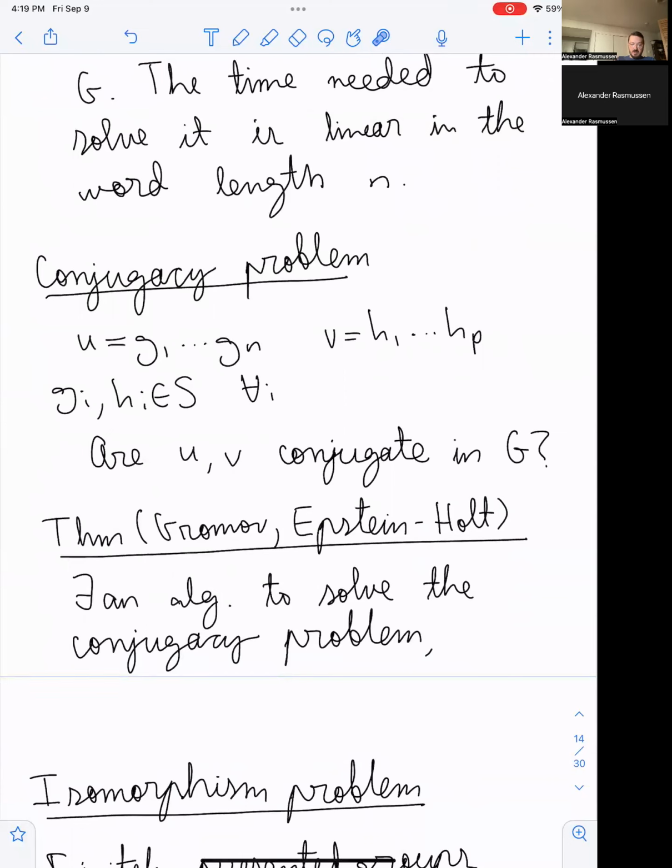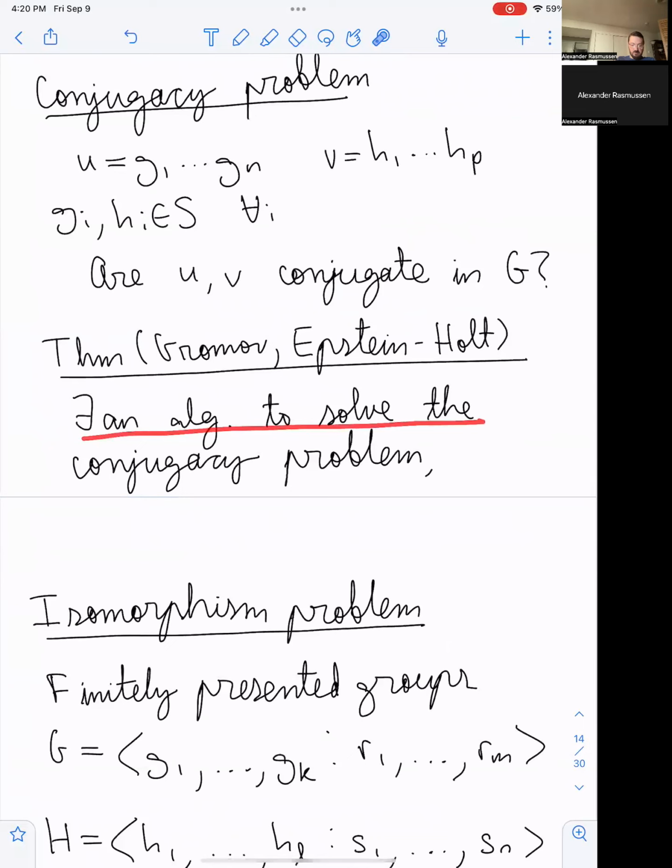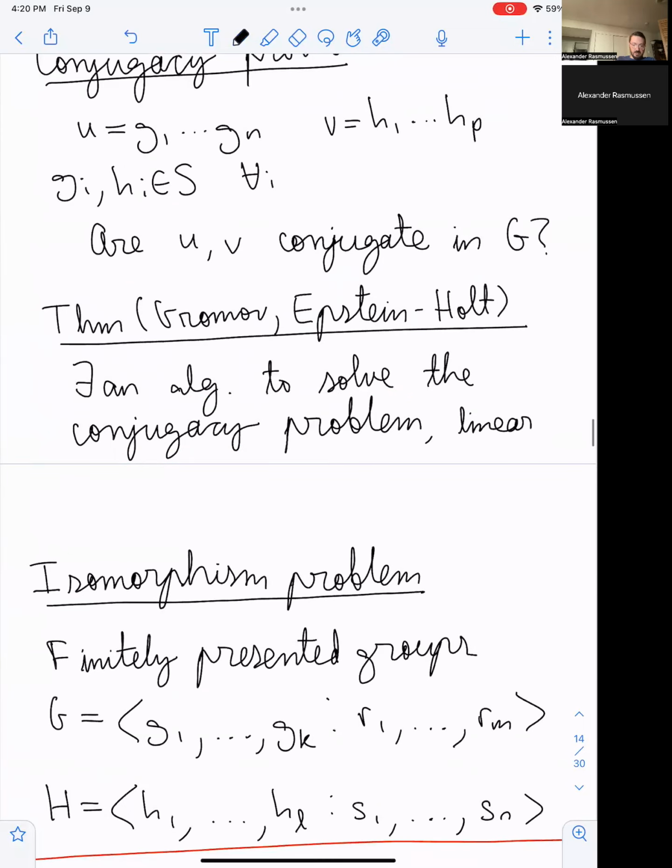Again, since the group is hyperbolic, this problem can be solved by an algorithm. So Gromov gave this algorithm. Epstein and Holt later upgraded it to be very efficient. So there exists an algorithm to solve the conjugacy problem in a hyperbolic group, and the time needed to solve it is linear in the input data, which is n plus p. So you can write a computer program. It will tell you whether U and V are conjugate in some number of steps, which is proportional to n plus p.